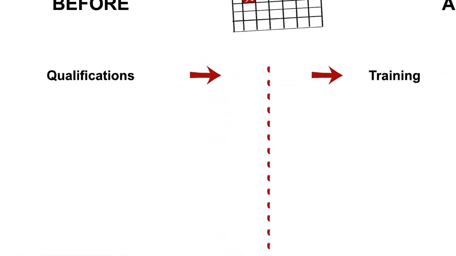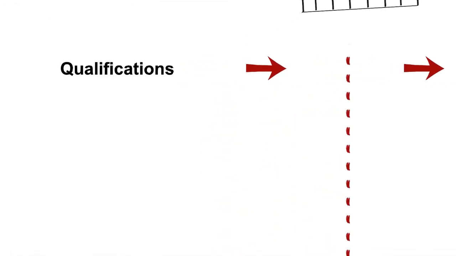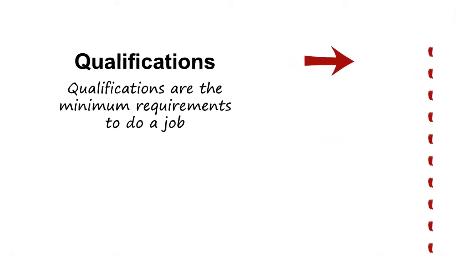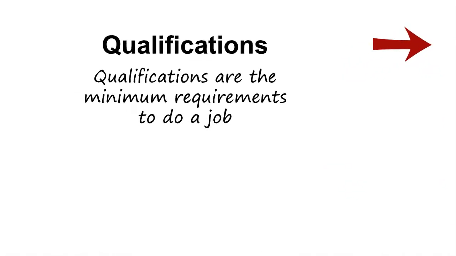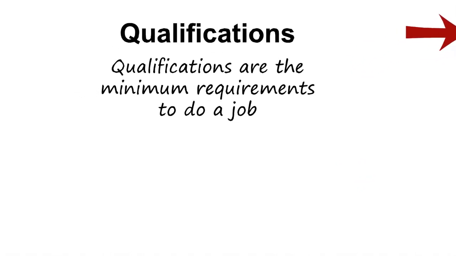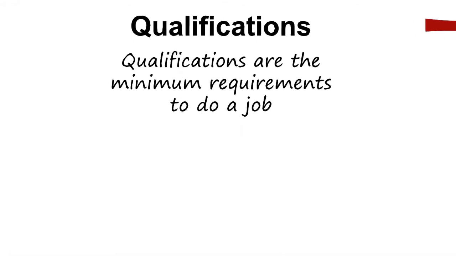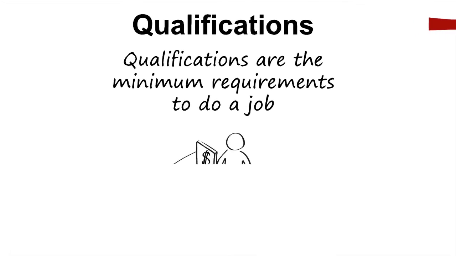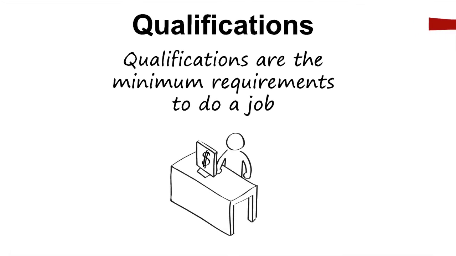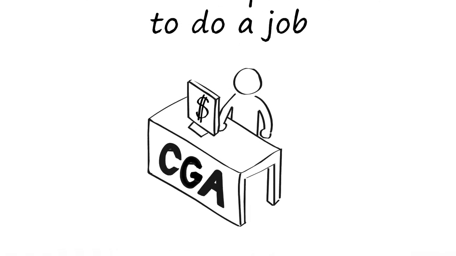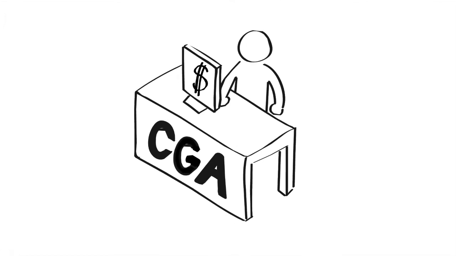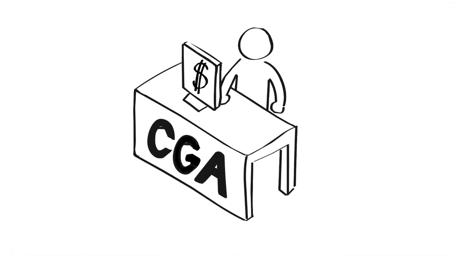Let's unpack each of these a bit. Qualifications are the minimum requirements to do a job. For a health and safety audit, we are most interested in qualifications that are required by law or are essential for a new hire to do their job safely. For example, if you're hiring a company accountant, you may require certified general accountant credentials. That's good business practice, but lies outside the concern of the health and safety audit.